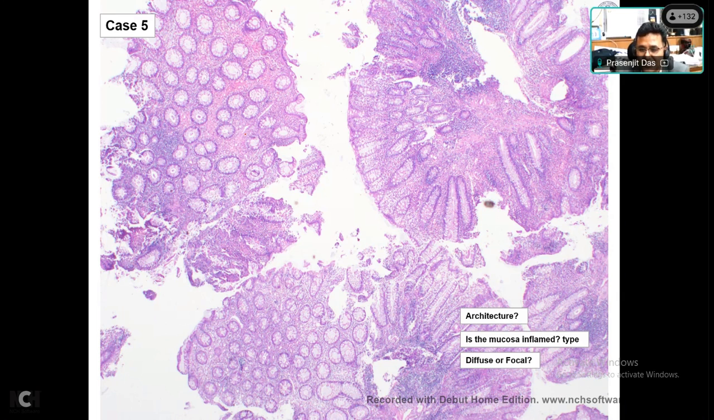So which site of biopsy will you think? Either sigmoid colon or rectum, left side. Okay, go ahead, please.